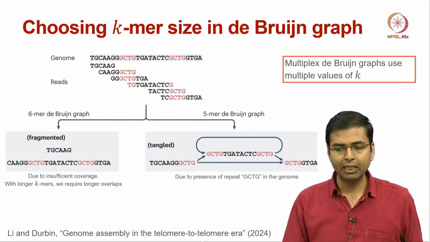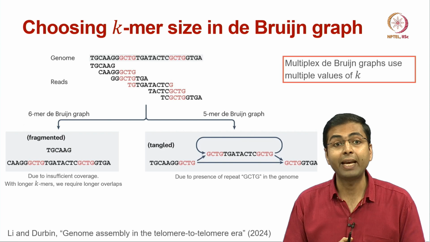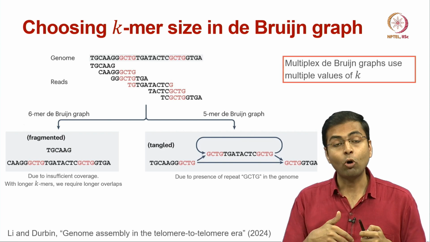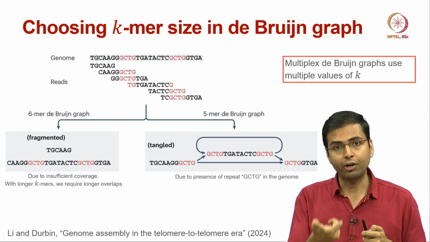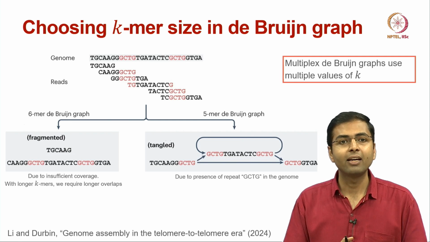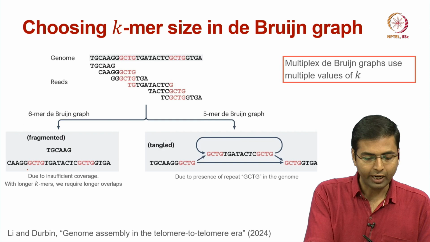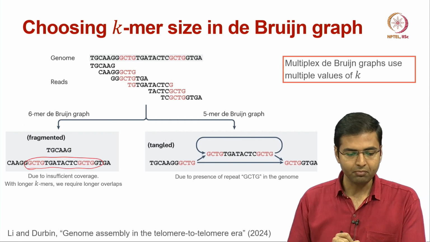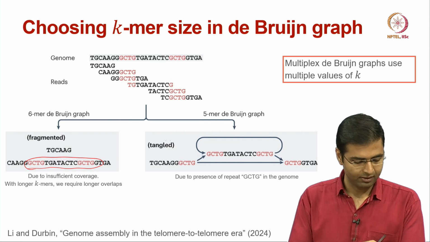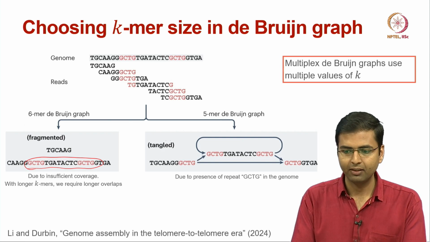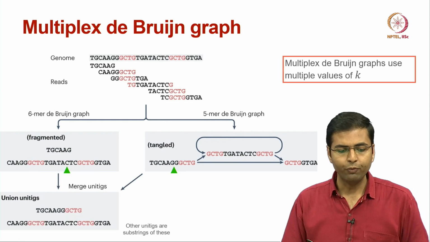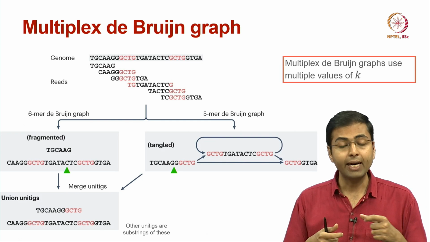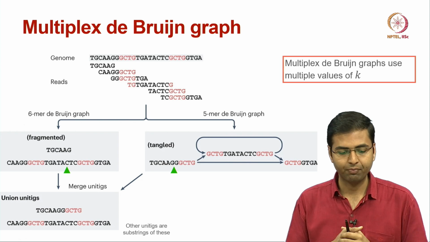The key idea in the multiplex de Bruijn graph is to use multiple values of k simultaneously. That is, you want to benefit from the contiguity when you are working with a shorter k-mer size, and at a longer k-mer size you are able to resolve repeat sequences, but the graph can become fragmented. So let us see how multiplex de Bruijn graphs resolve this issue. Now we are working with both de Bruijn graphs, that is you have a 5-mer de Bruijn graph and a 6-mer de Bruijn graph as well.